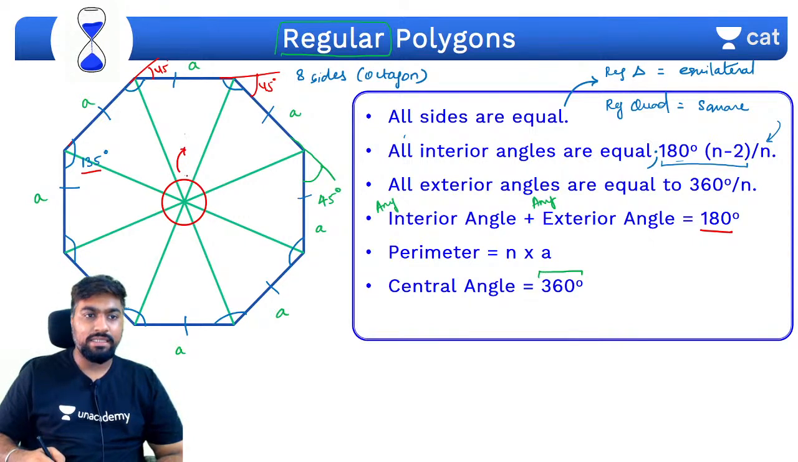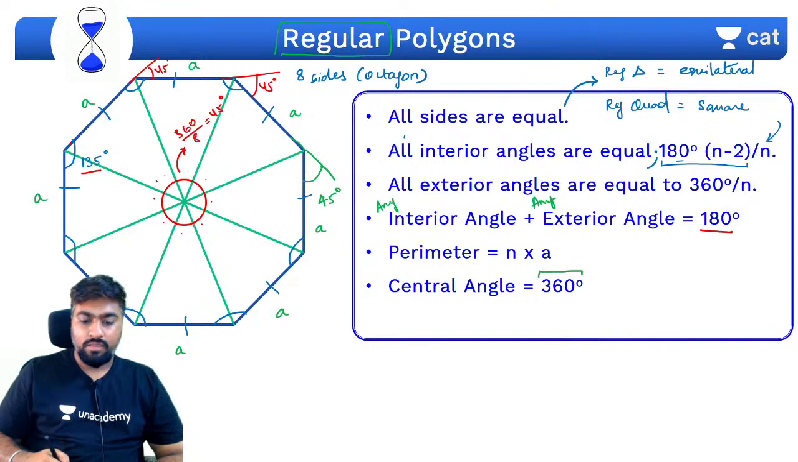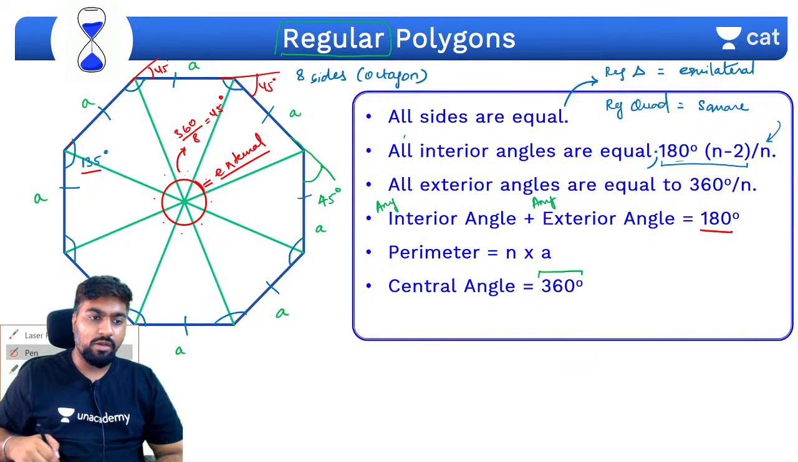This will be 360 by 1, 2, 3, 4, 5, 6, 7, 8. Correct? 360 by 8, which is equal to 45. Yeah, which is the same as the external angle. So you can say this angle will be equal to the external angle, but this works where? Only in a regular polygon. I hope you are understanding this. And in a regular polygon, this length will also be equal. This length will be equal to this, equal to this.